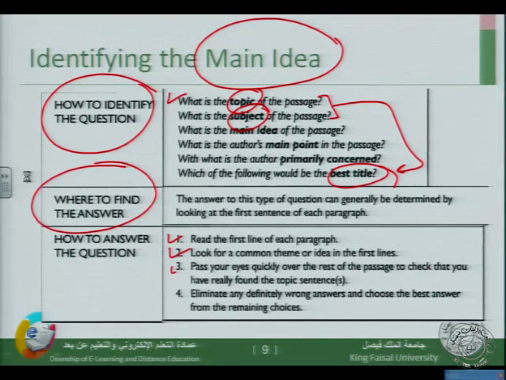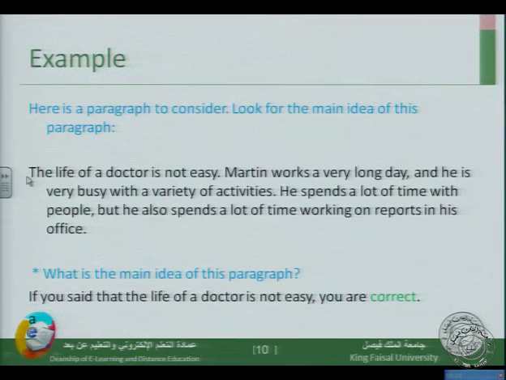Okay? Well, in the exam, you'll have a question and 4 choices. So if you are unsure about one choice, eliminate it, delete it, and leave the right answer. We will discuss later on how to do well in your exam. Well, here's an example. Here's a paragraph to consider. Look just for the main idea of this paragraph.